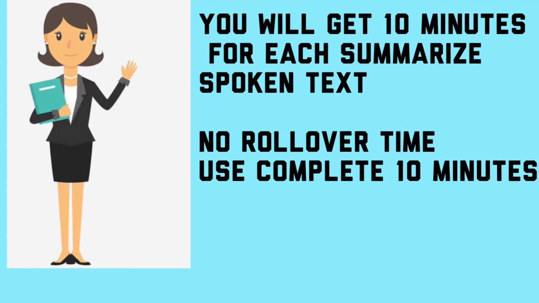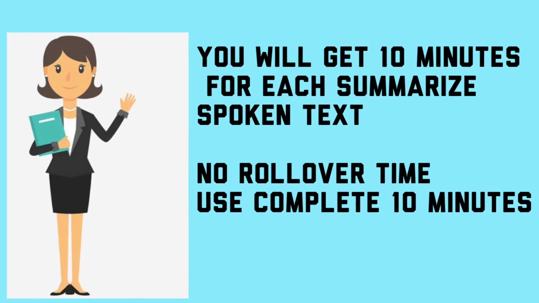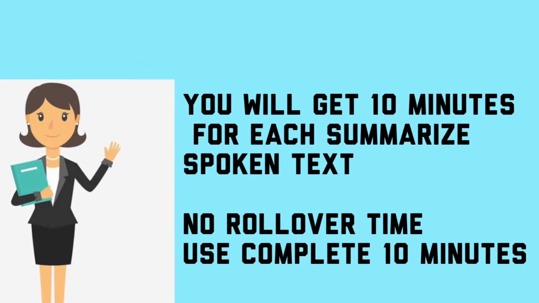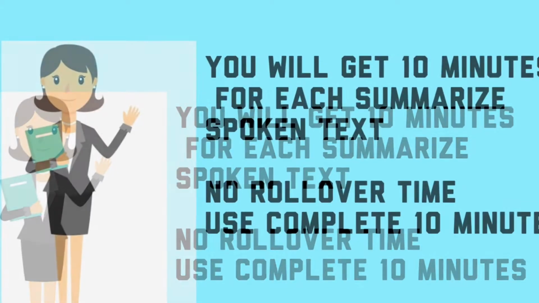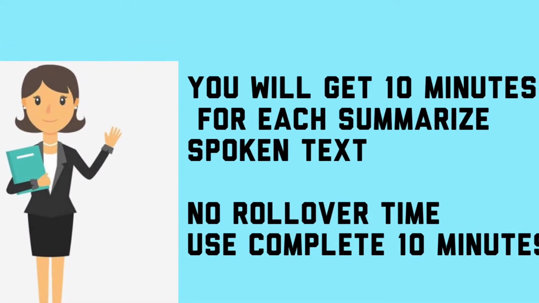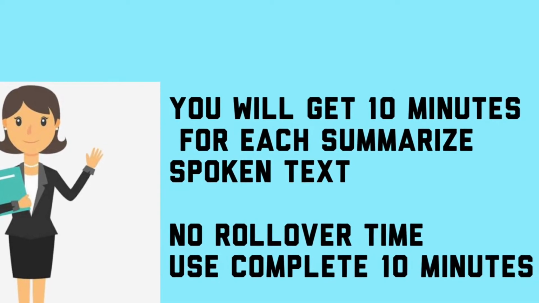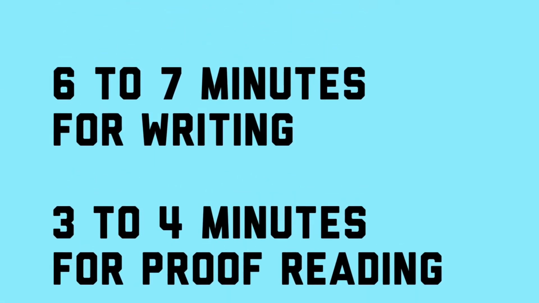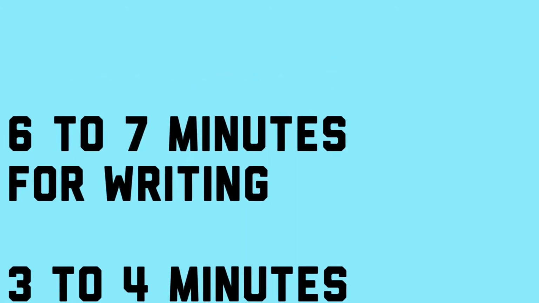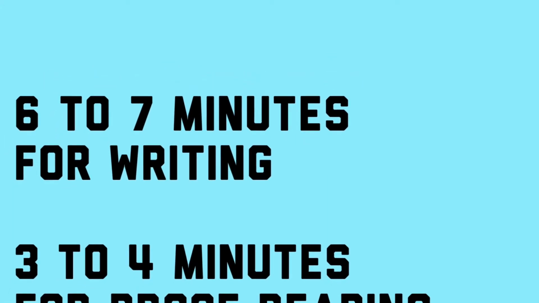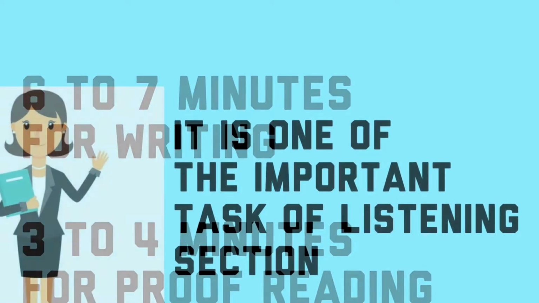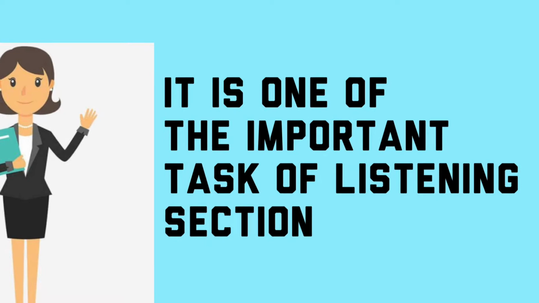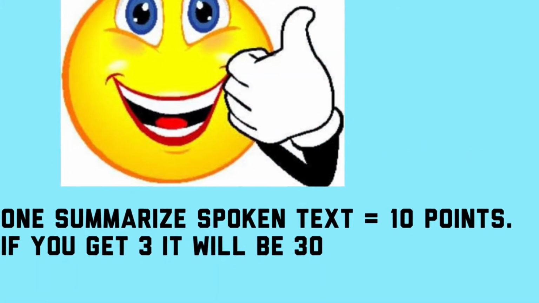Although you may finish the task in 4 to 6 minutes, the remaining time will not add up in another section, which means there is no rollover time. Therefore, I suggest you utilize the whole 10 minutes. What you can do is spend 6 to 7 minutes for writing and 3 to 4 minutes for proofreading.